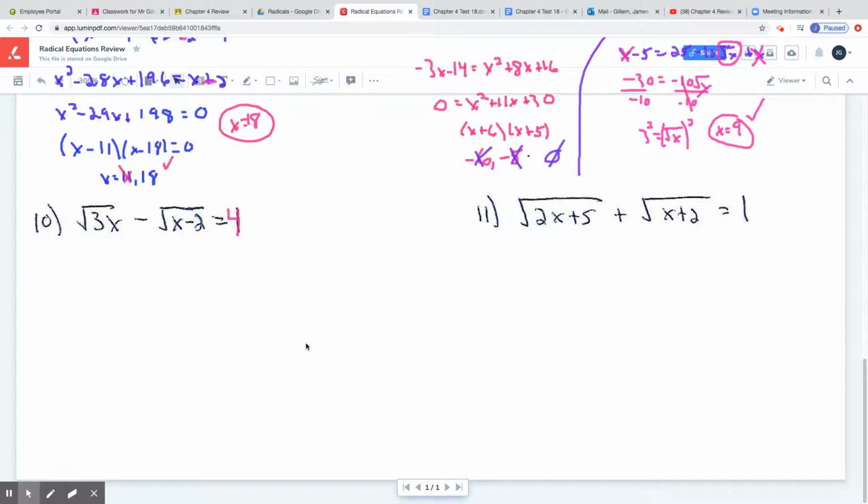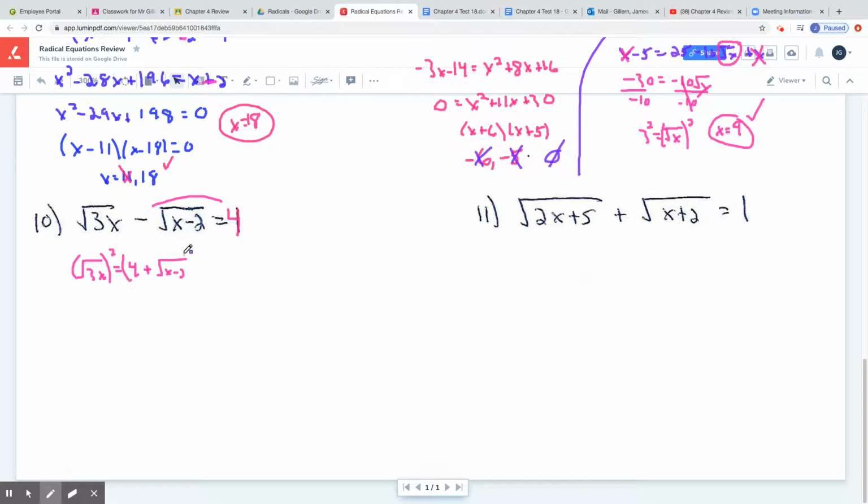All right. 10. 10 is going to be similar. Okay. We're going to move this to the other side. I notice I changed this to 4. This was a mistake on the review sheet. It should be a 4, not a 1. All right, so I'm going to move this over there. So it's going to be the square root of 3x equals 4 plus the square root of x minus 2.